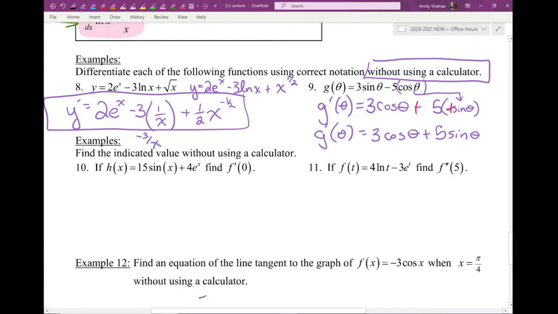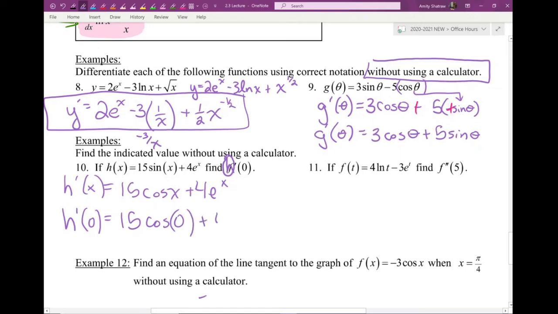Find the indicated value without using a calculator, and I have my h of x, and so h prime of x should be, ready, 15 cosine of x plus 4e to the x. And I believe right here that that's a typo. I'm pretty sure that's supposed to say h, okay? Find the derivative. But specifically, let's find the derivative at 0. So h prime of 0 is 15 times cosine of 0 plus 4e to the 0. And yes, this can be simplified further, but again, in the interests of time, I'm just going to leave it just like that.